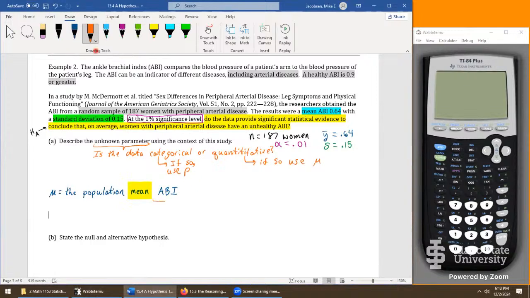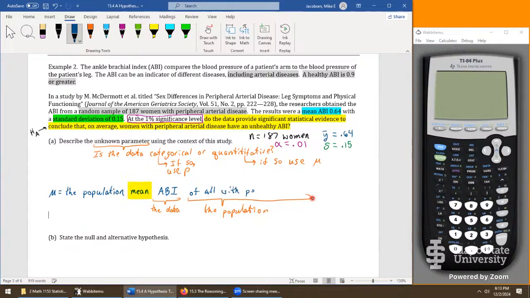So this is the data. We're looking at ABI values. What we have to say next is, of all, this part we're describing is the population. Anyone see what the last part should be in describing the population? All women with peripheral arterial disease. Exactly.